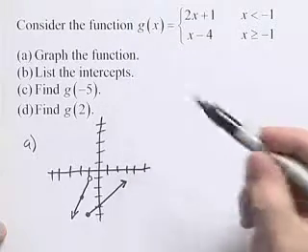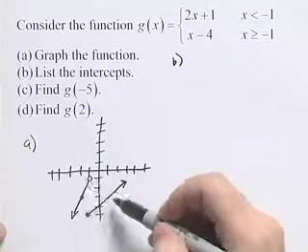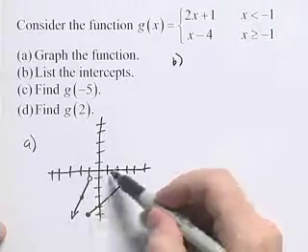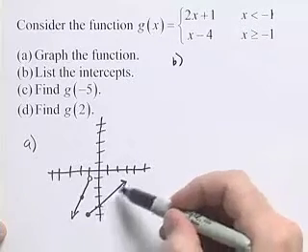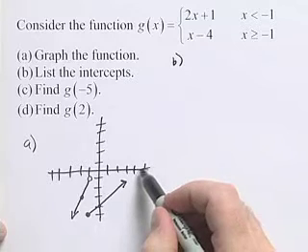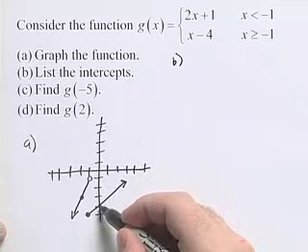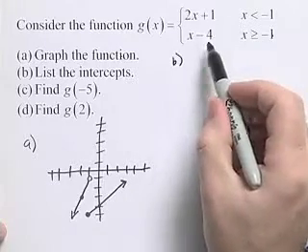Part B says to list the intercepts of the graph. If we look at our graph in our two pieces, we see that this piece never hits the x-axis or the y-axis, so we'll get no intercepts from this piece. But this second piece does hit the x-axis and the y-axis. It'll eventually hit the x-axis up here somewhere, and we've already seen where it crosses the y-axis. So we need to work with this second piece. That's the x minus 4.